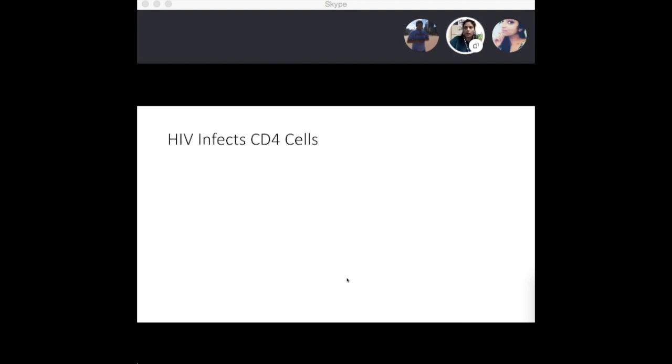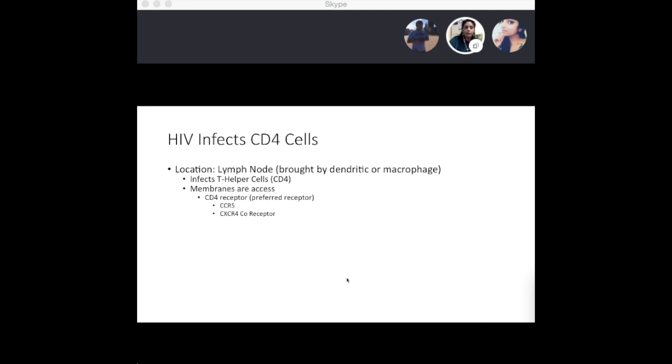So the actual infection process. Again, remember we're in the lymph node that the HIV particle was brought to by the dendritic cell or macrophage. Its idea is that it's going to infect the T helper cell. This slide becomes a little repetitive, but that's okay. So the HIV particle is going to access the membranes of the CD4 cell.